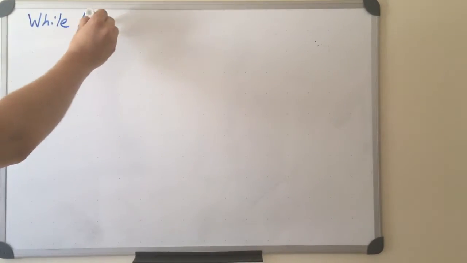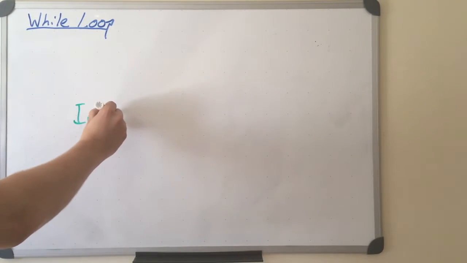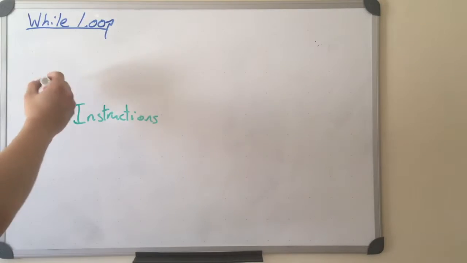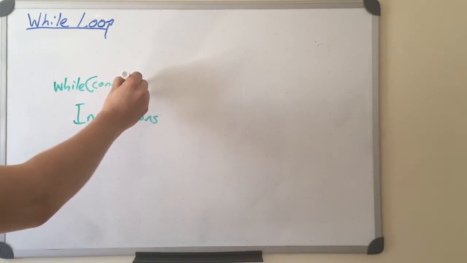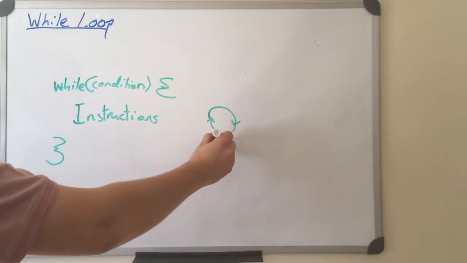The first structure we'll discuss today is a while loop. A while loop is like a set of instructions that will repeat itself until a certain condition is met. The instructions are completely up to you. You create the code inside the loop and you make the condition.